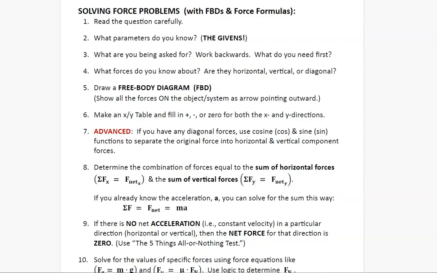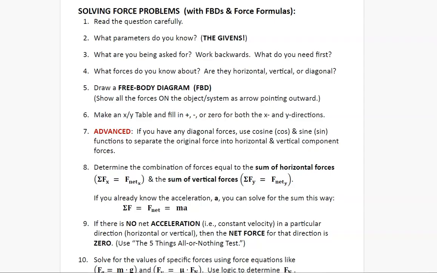All right. Number 5, draw a free body diagram. This is essential for solving these problems correctly. You have to show all the forces on the object or system of objects as arrows pointing outward from that object. In other words, what are the forces doing to this object? You never need to care about what the object is doing to other things. We only care about the forces acting on the object or group of objects of interest. We call a group of objects a system.